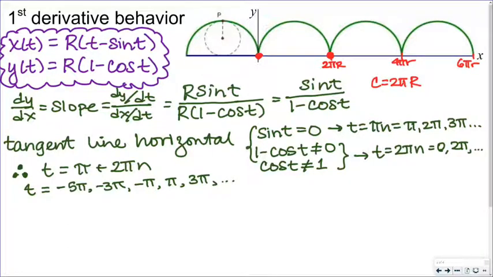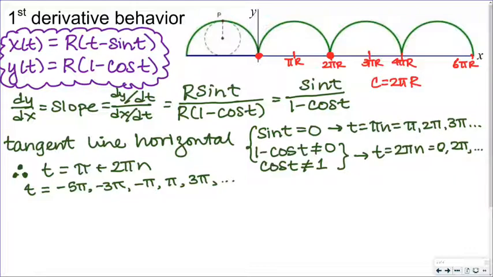Oops, these should be capital R's. I apologize. R, because that is a fixed value. And this would be pi r, 3 pi r, and so on.